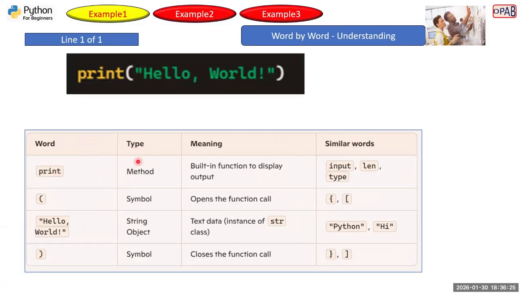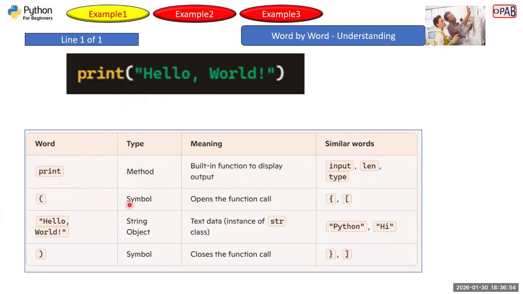Print, the type is a method. According to Python, it is a method, meaning a built-in function to display output. Okay. So other than print, what other similar words are possible? How to use them? Input; len, the length of characters, to get this you will use len. Then type is there. Next one is the open parenthesis, available here after print. That is the second word I asked the computer to explain.